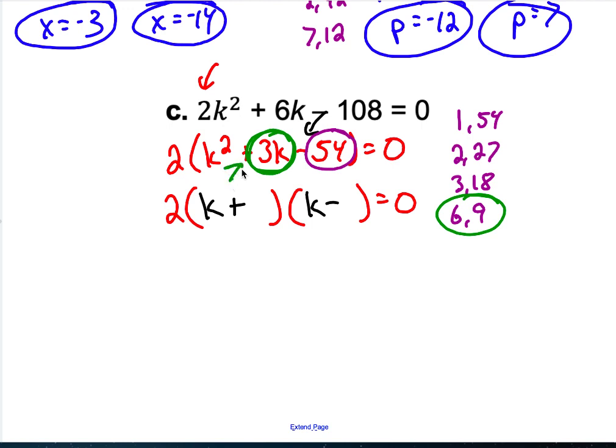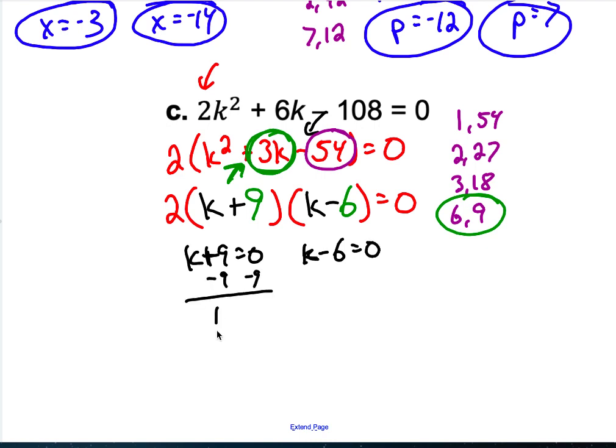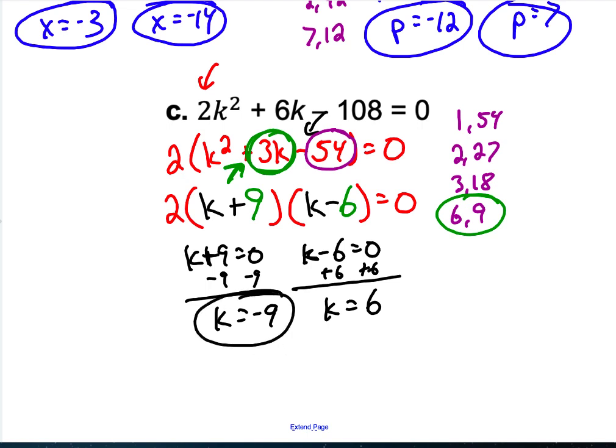I want a positive 3, so I know my bigger number has to be the positive. So the 9 is going to be my positive, and the 6 is going to be my negative. Now I go ahead and solve them. k plus 9 is equal to 0, and k minus 6 is equal to 0. So I subtract my 9 and get k is equal to negative 9. I add my 6 to solve it, and I get k is equal to 6. So my two solutions are k is equal to negative 9 and k is equal to 6.